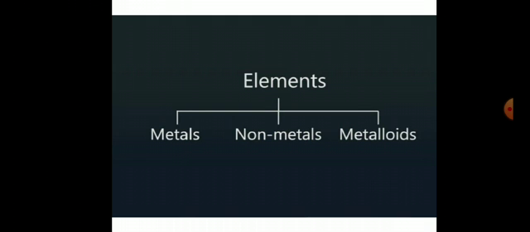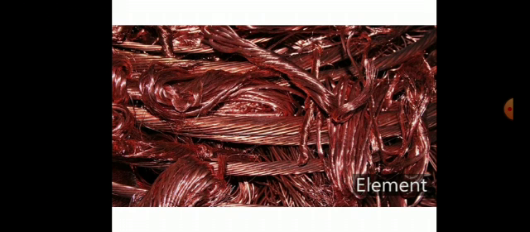On the basis of composition, it is classified into elements, compounds, and mixtures. Elements are further classified into three categories: metals, nonmetals, and metalloids. The substance which exists in the purest form is called element. Copper wire is seen here. It comes under the category of element.